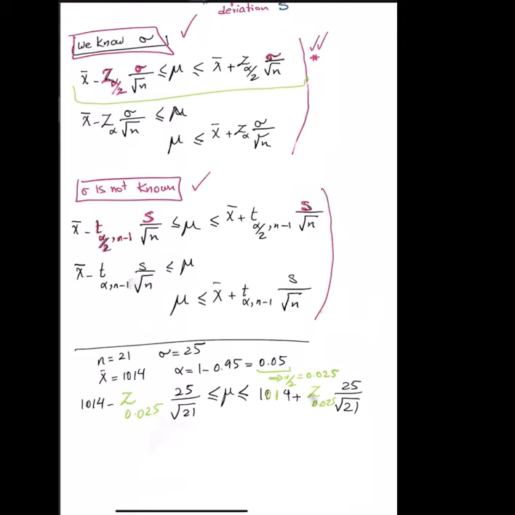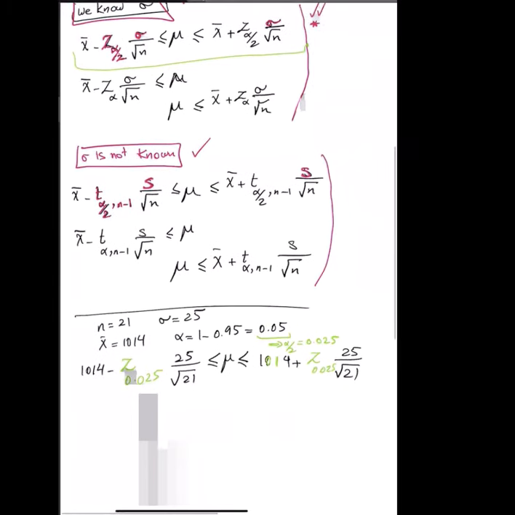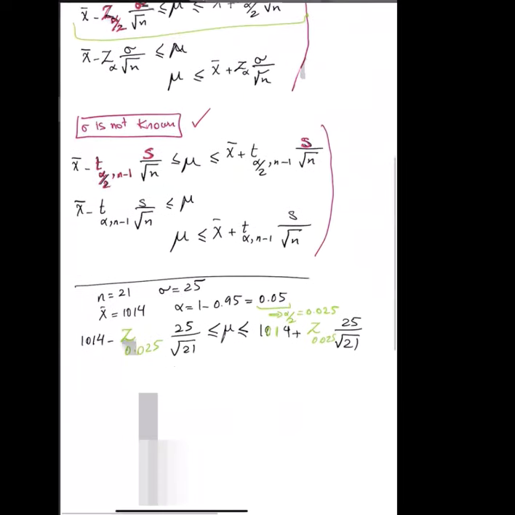So the only thing I need here is z of 0.025. You should probably write this value down in your cheat sheet because these are some of the z values that are used a lot. So this is 1.96. Then if I put that value, 1.96, instead of z here, and 1.96 instead of z here.